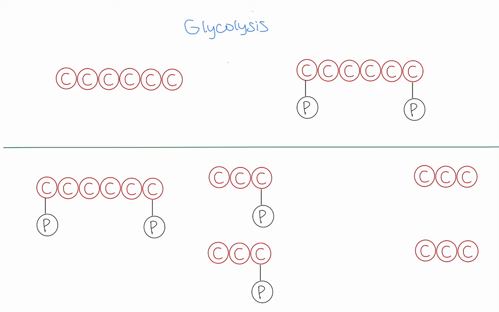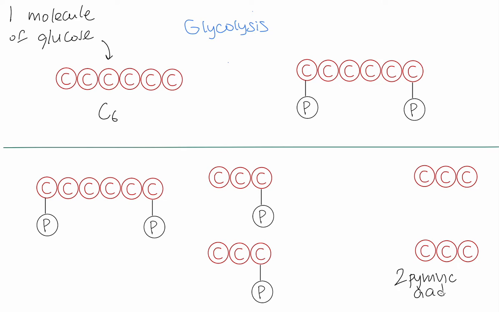So glycolysis is basically we're going to change one molecule of glucose, which you can see here, and is also a 6-carbon molecule, into two pyruvic acids, which are each 3-carbon molecules, as you can see here and here.